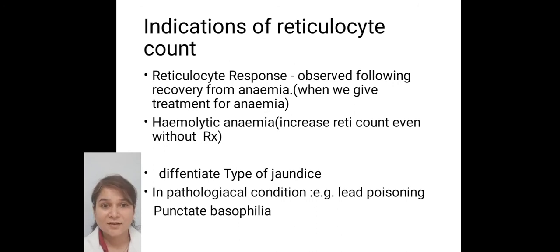If there is more hemolysis inside the body, erythropoietic activity will be increased and the reticulocyte count will increase. So by that way you can differentiate the type of jaundice.